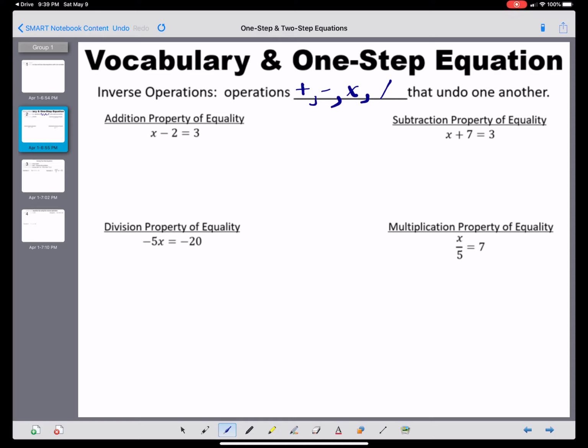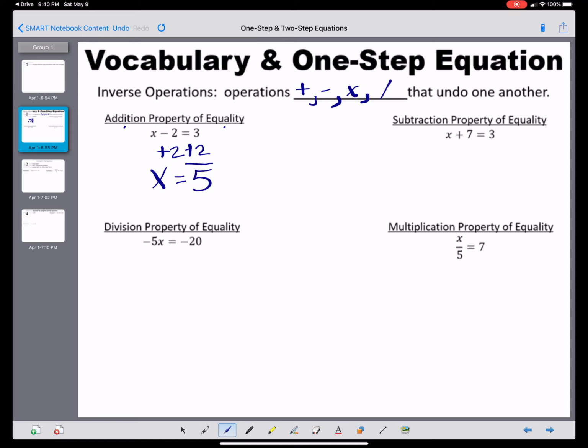The first one is the addition property of equality. What we need to do is add to both sides to solve the equation. I need to get rid of everything and keep my variable on one side of the equation. So I have to add 2 to both sides. When I do that, negative 2 plus 2 go away, and I end up with 3 plus 2 is 5. We're going to bring down that x, so x is equal to 5.